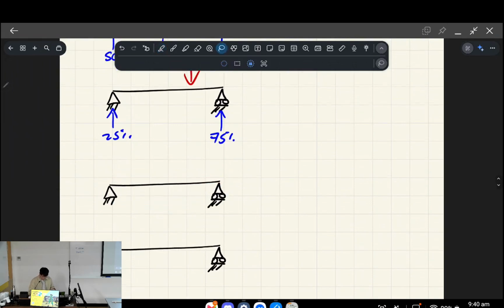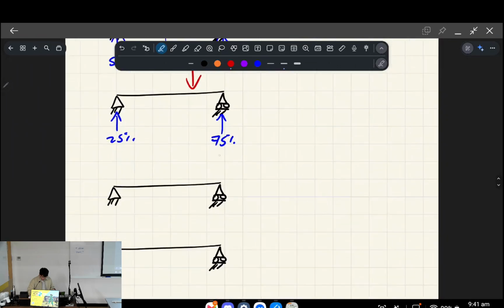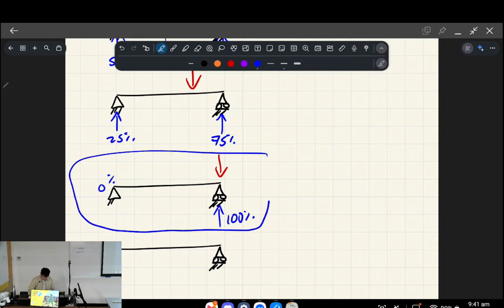What happens if we have a point load that's applied on the support itself? Okay, in fact, 100% goes into the support and 0 goes into that support, so you don't even need to draw that. And this, as a matter of fact, is a simple way of describing how columns and beams transfer load into each other.